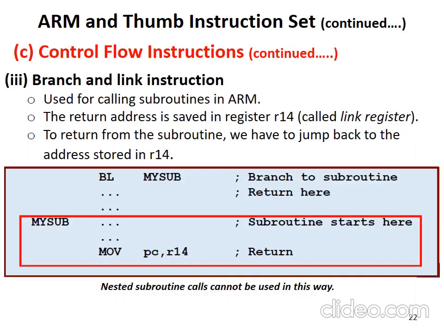Here an example for the branch and link instruction is given. It is used for calling subroutines in the ARM processor. The return address is saved in the link register, that is R14. To return from the subroutine, we have to jump back to the address stored in R14. So here a subroutine is given. After that, the program counter is loaded with the address in R14.